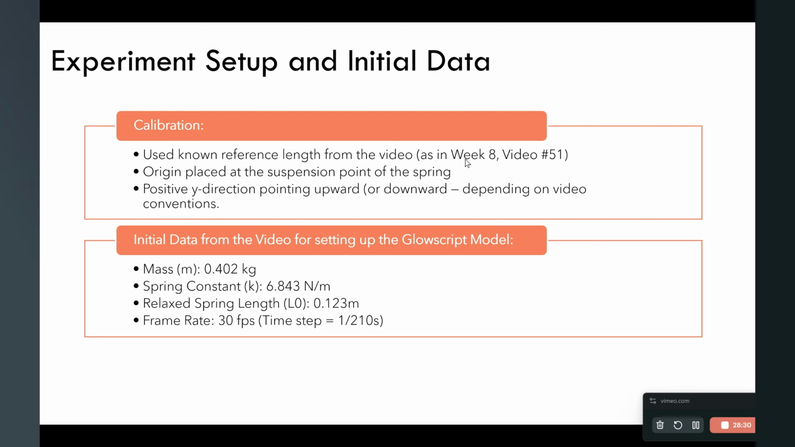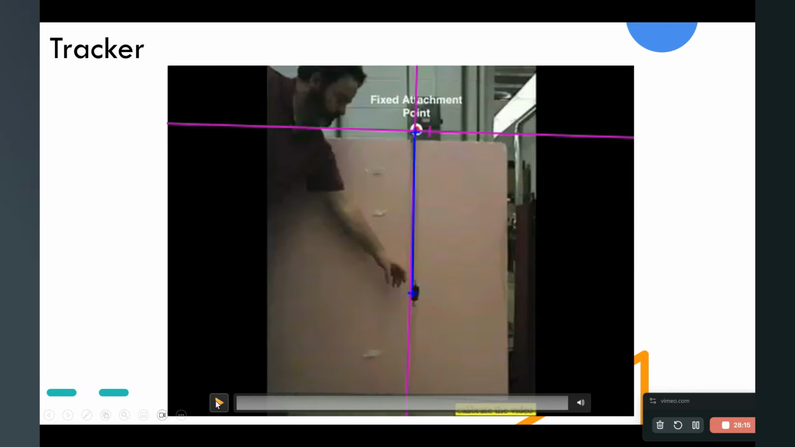Initial data from the video for setting up the GlowScript model. The mass was 0.402 kg, the spring constant was 6.843 newtons per meter, the relaxed spring length was 1.123 meters, and the frame rate is 30 fps, and the time step used in the lab was 1 over 210 seconds. This is the Tracker video.